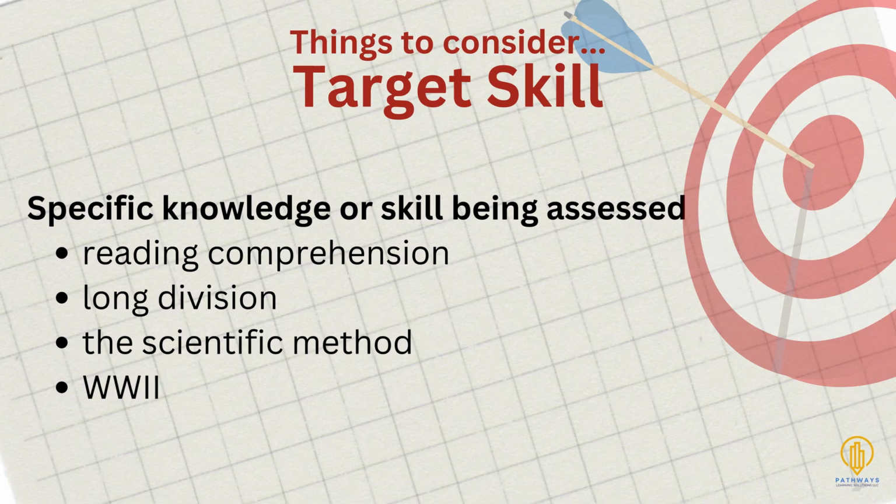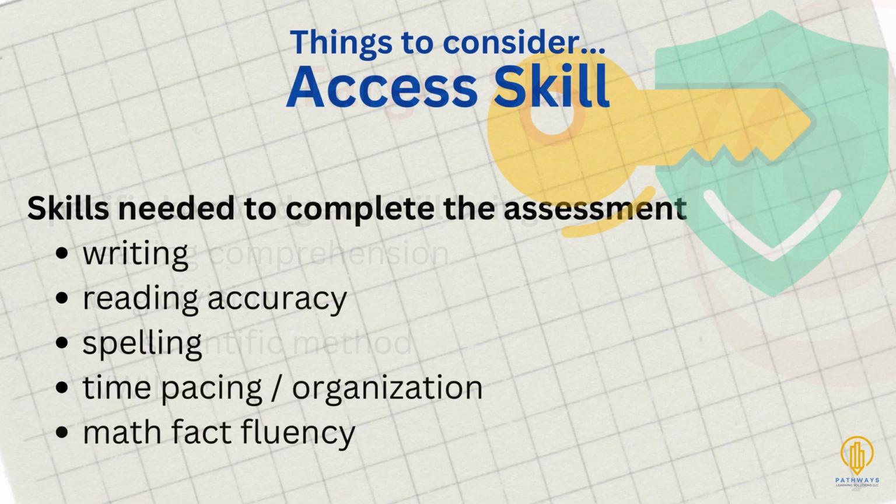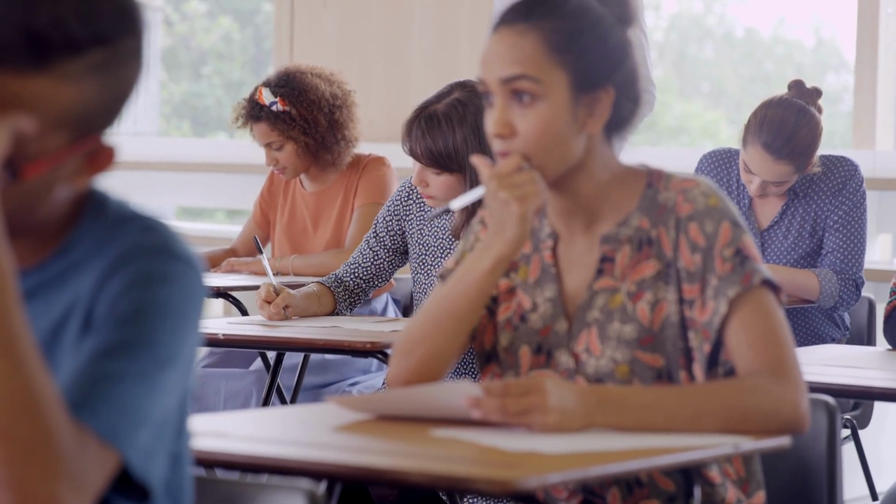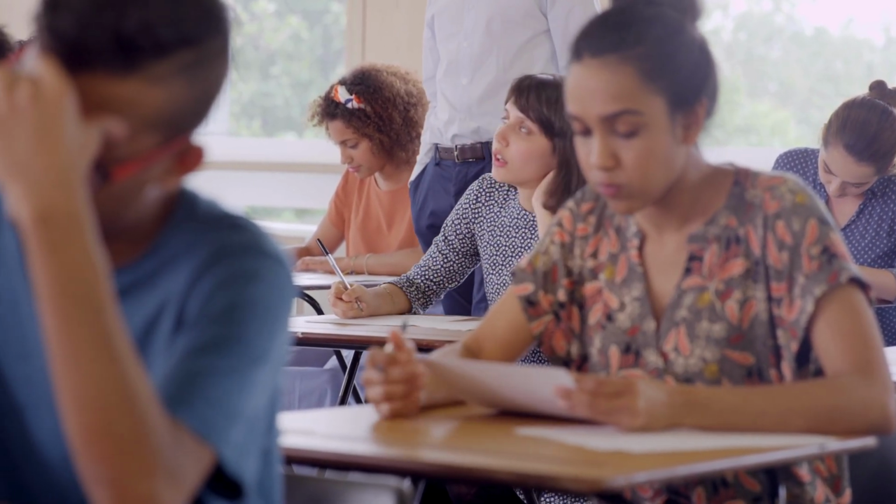Although you are testing the student on those skills or certain content areas, there are certain access skills they need to have mastered in order to remove barriers that can prevent them from understanding and showing you what they truly know about reading comprehension, long division, the scientific method, or World War II. These access skills that can cause a barrier include writing, reading accuracy, spelling, time, pacing, and organization, or even math fact fluency. If the student doesn't have these skills mastered, you can see how showing you whether or not they have a good understanding of the target skill could be an issue.